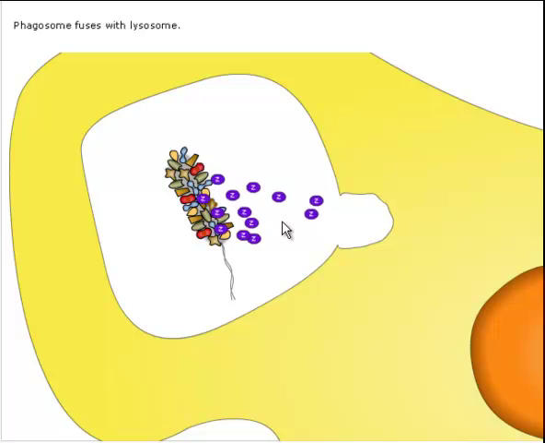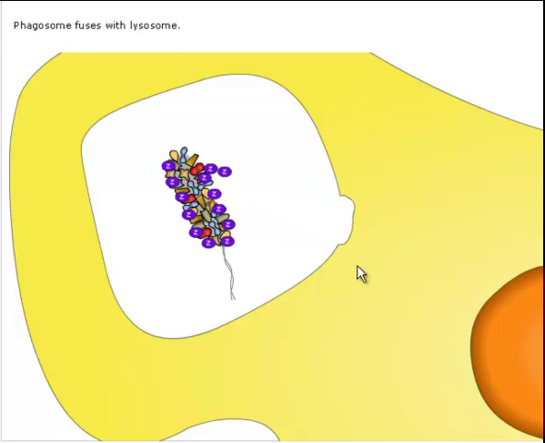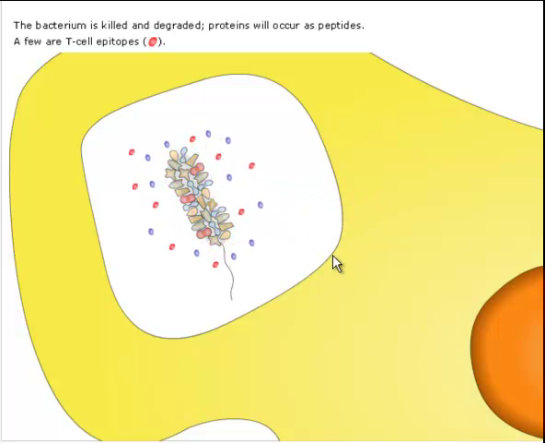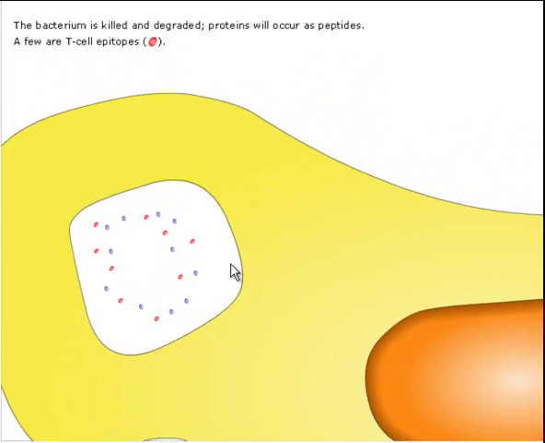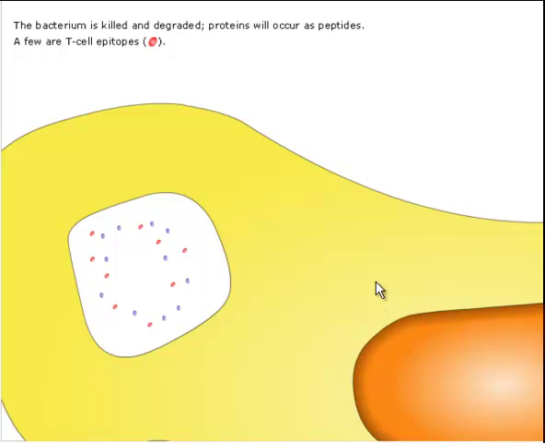So there's proteases in here, there's lipases in here, there's enzymes that will break down carbohydrates, and they basically break down the bacteria into its small components or pieces. So a few of these peptides that would be present in here are going to be T cell epitopes. And so they're the ones that are indicated in red on this slide for our demonstration.